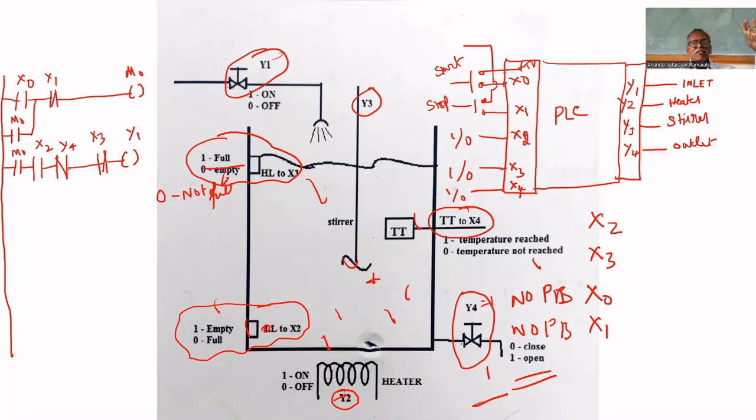Is it sufficient? What are all we checking? M0, that means the program is turned on. X2, it means the tank is empty. Y0 bar, it means the outlet valve is closed. Next one is X3, the tank is not yet full. These are all required to turn on Y1. We turned on Y1, now the tank starts filling.